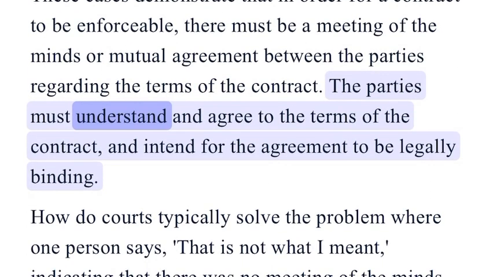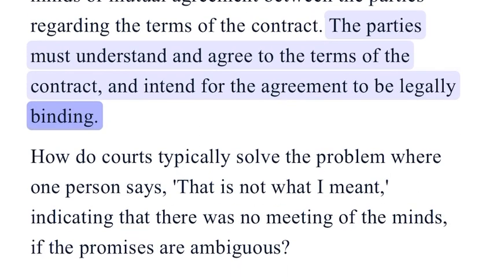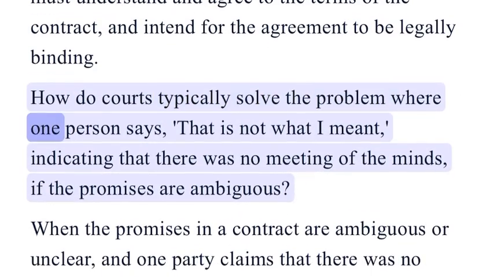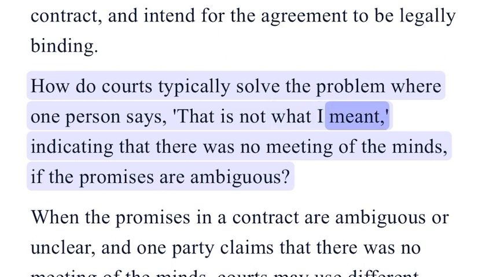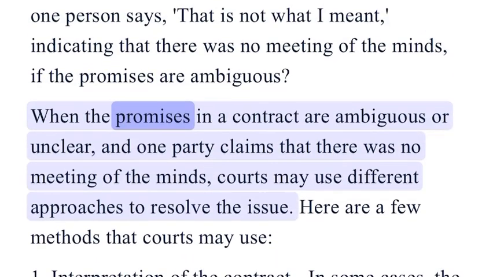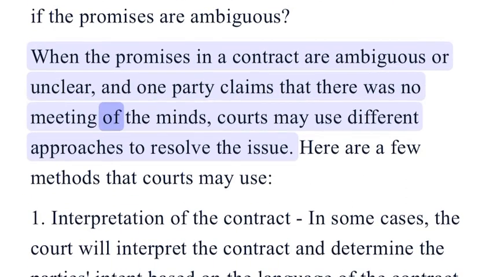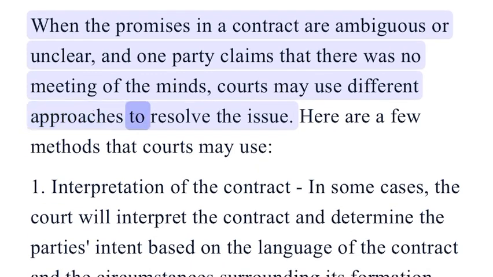The parties must understand and agree to the terms of the contract, and intend for the agreement to be legally binding. How do courts typically solve the problem where one person says, "That is not what I meant," indicating that there was no meeting of the minds, if the promises are ambiguous? When the promises in a contract are ambiguous or unclear, and one party claims that there was no meeting of the minds, courts may use different approaches to resolve the issue.